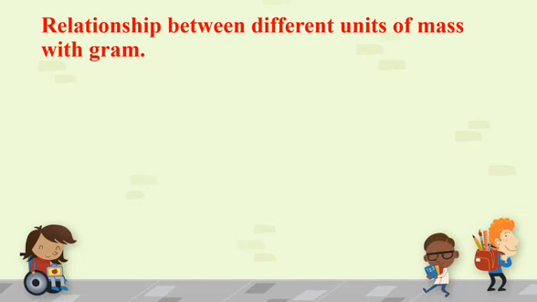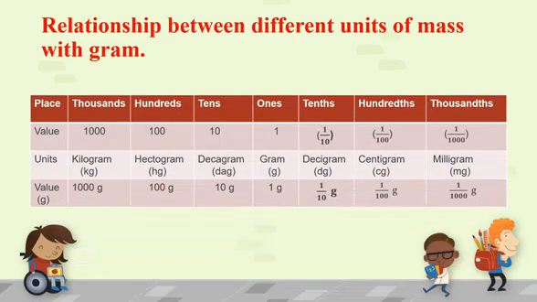Now let's talk about the relationship between different units of mass and gram. Here we talked about the units of mass, which are gram and kilogram, which are the common units. They are not the only units, but they are the most commonly used. So now let's find out the different units of mass with gram. For that we will see the table over here.